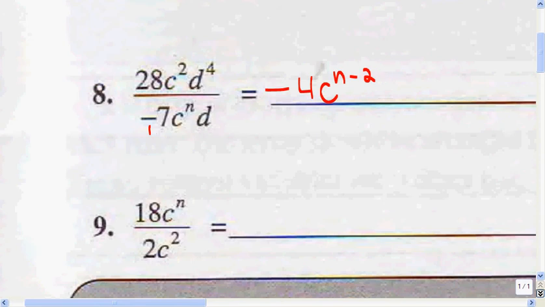Okay? Actually do it backwards, right? 2 minus n. And then here, since there's no exponent, I know that the exponent is 1, so I write d, 4 minus 1 is 3, d to the third, right? 4 minus 1 is 3. That's my answer.